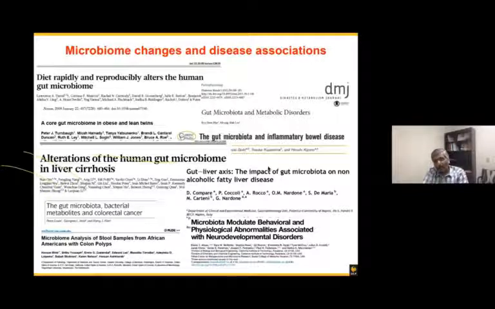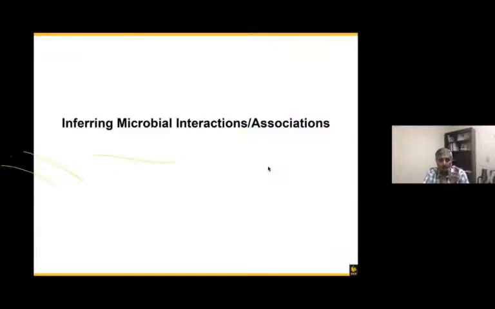Now, my take on this in the last few years has been moving on from looking at the genomic composition and so on, to using the genomic data to study microbial associations. So what do I mean by that?